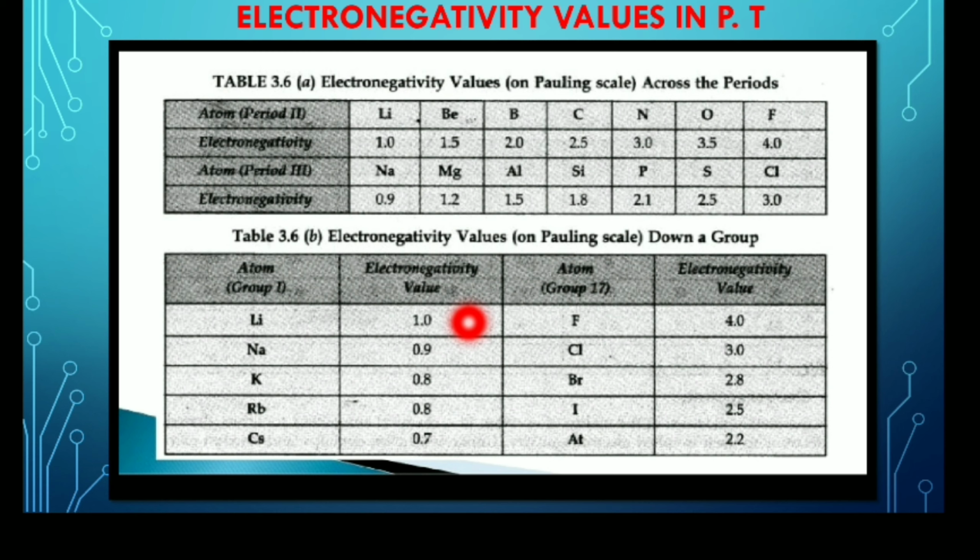See, for lithium 1, sodium 0.9, potassium 0.8, rubidium 0.8, cesium 0.7. Electronegativity values decrease from top to bottom. For the halogen family elements, the electronegativity values are: fluorine 4, chlorine 3, bromine 2.8, iodine 2.5, astatine 2.2. So top to bottom, electronegativity values decrease. This is all about the definition of electronegativity and the variation of electronegativity in the periodic table.